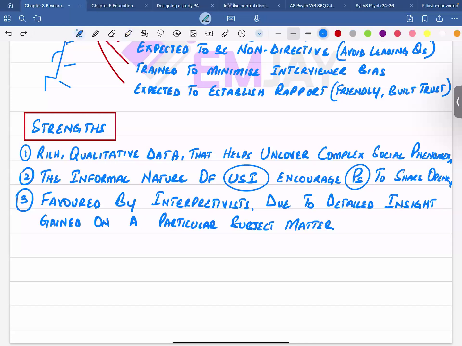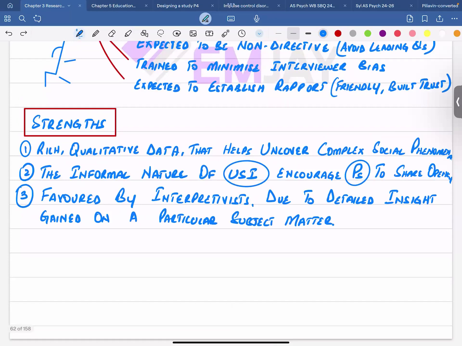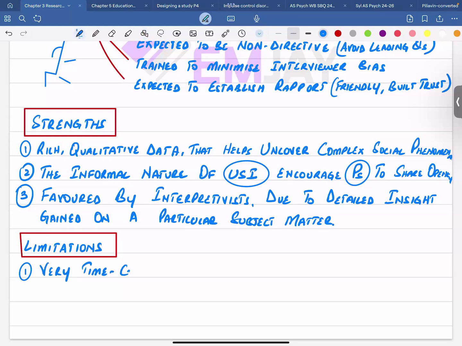Now, if we hop on to the limitations of the usage of unstructured interviews, they're very time consuming. They're very time consuming because it takes you time to build that relationship with the respondent. You want to build that relationship because you want the respondent to speak to you in a very comfortable, open and honest manner. Building a relationship takes time.